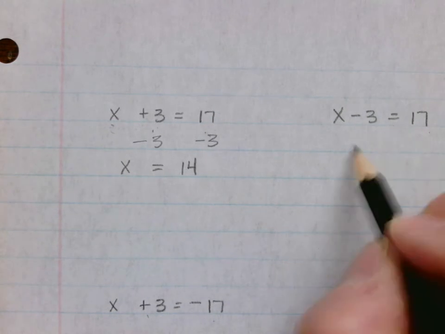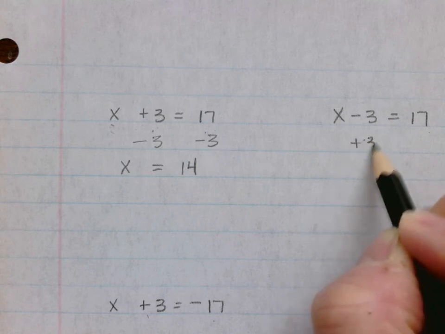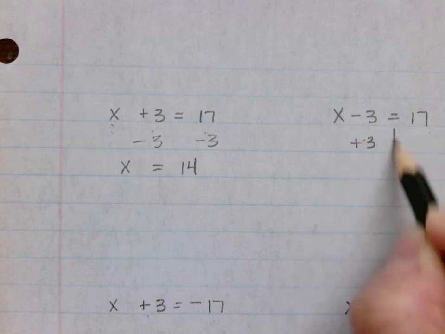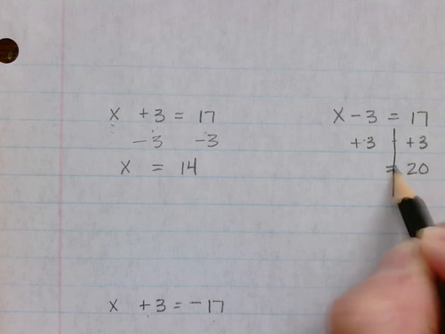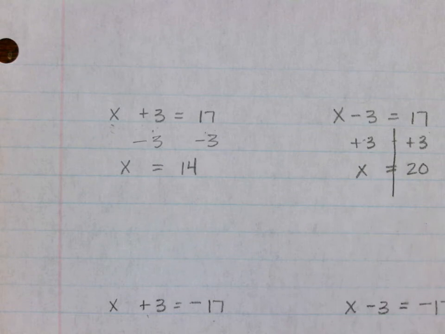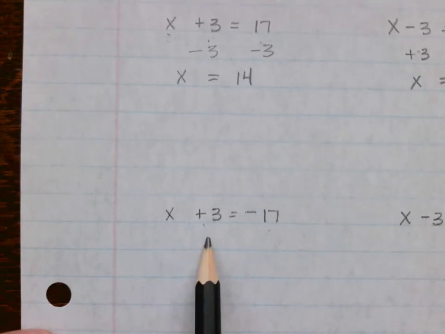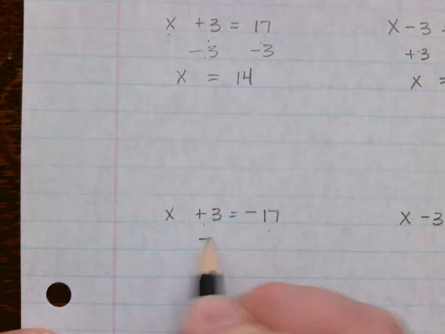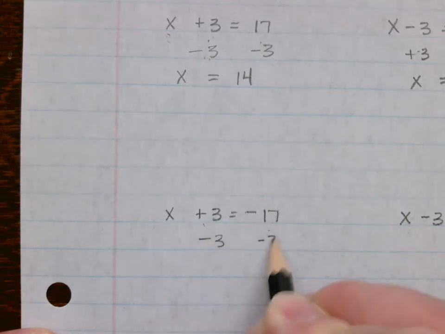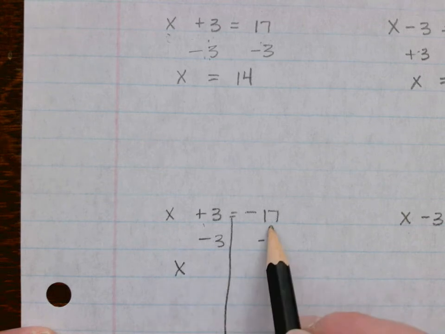Here, the inverse of subtracting 3 is going to be to add 3. And so if I add 3 to both sides, I end up with x is equal to 20. In this situation, I'm going to subtract 3 just like I did up above. But notice when I subtract 3, I'm now subtracting 3 from a negative number.